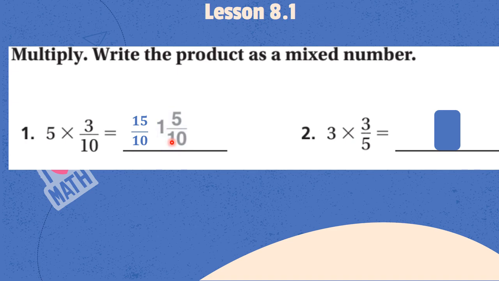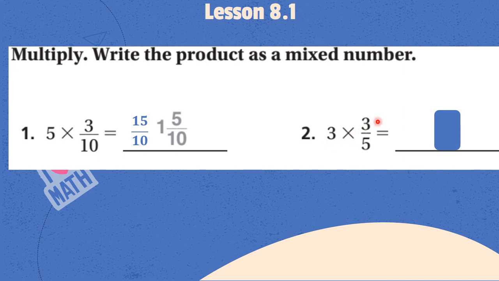Denominator is the same, and we write 1 as the whole number. Again, we want to multiply this whole number by this fraction. We multiply the 5 by the 3, so we have 15, and then the 10, same denominator. If we want to convert this into a mixed number, we subtract 15 minus 10 equals 5 over the same denominator and 1 as a whole number.